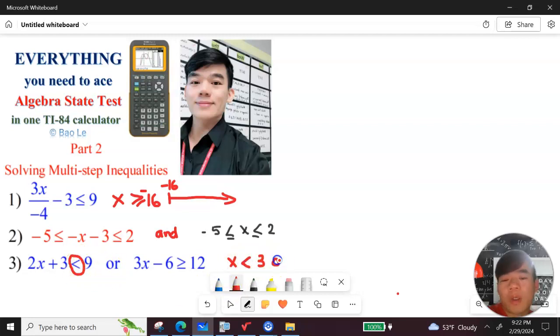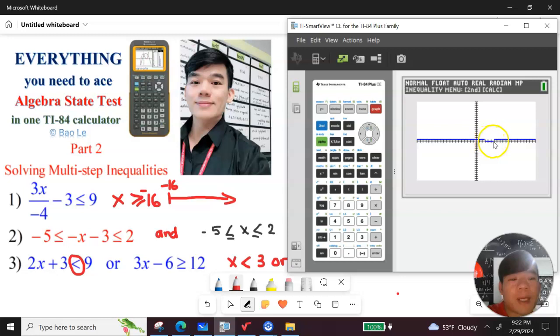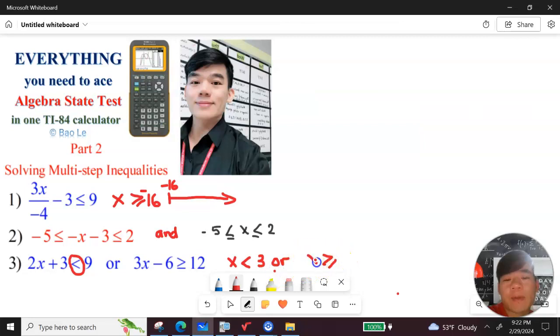Or, now this guy right here, I have greater than or equal to, so I put greater than or equal to. Greater than or equal to what? I count it: this is 4, 5, 6. Greater than or equal to 6. So from 6 all the way to the right. So the answer should be s greater than or equal to 6. And that's it.